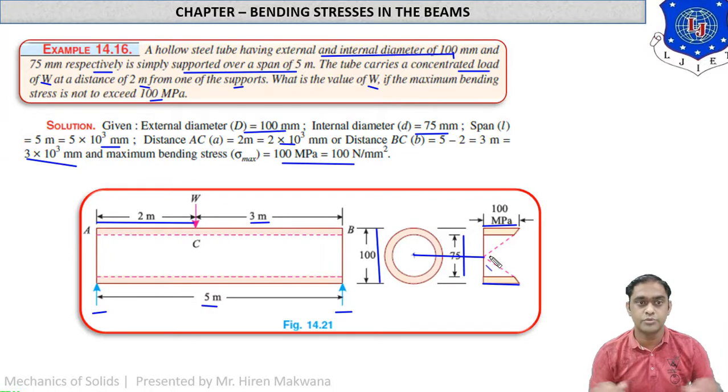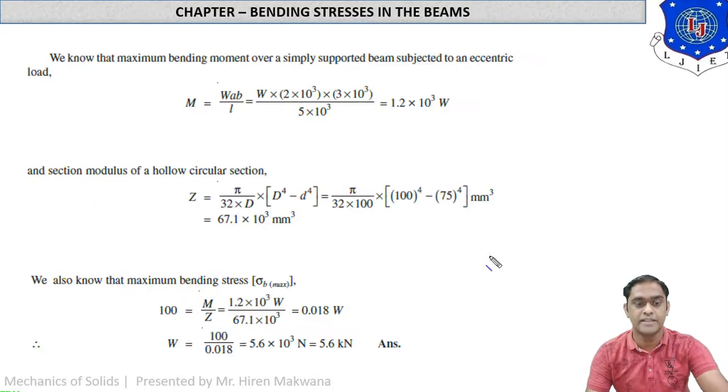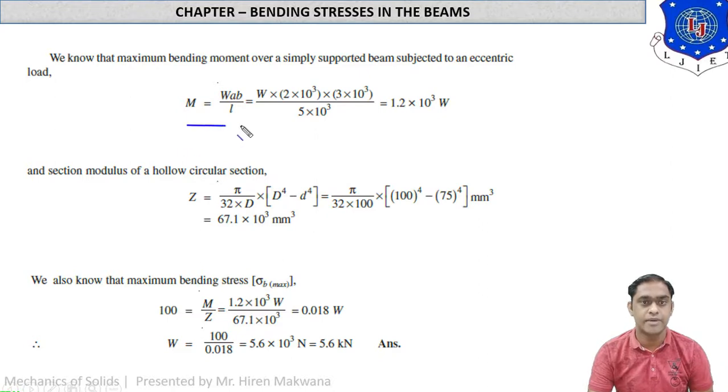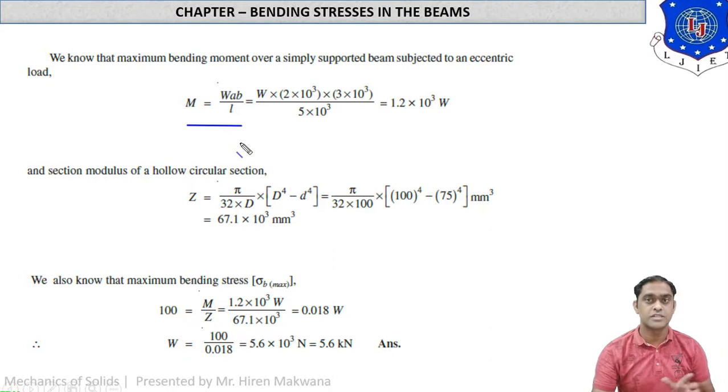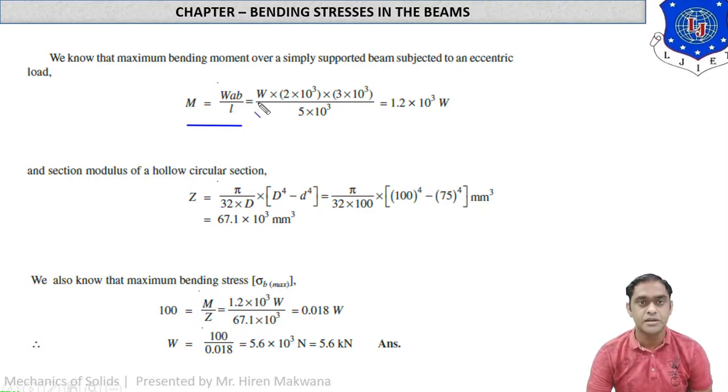So this is going to be a bending moment formula like this. See, this is the most important. Bending moment is equal to W a b by L. When a point load W is acting eccentrically at a distance a from the left side, b from the right side, and the total length of the beam is L, then the resisting moment is given by W a b by L. This is the standard formula which you have to remember. So replacing the values, W we have to find: a means left side distance 2 into 10 raised to 3, right side distance 3 into 10 raised to 3, and the total length 5 into 10 raised to 3. So the final answer will be 1.1 into 10 raised to 3 into W.